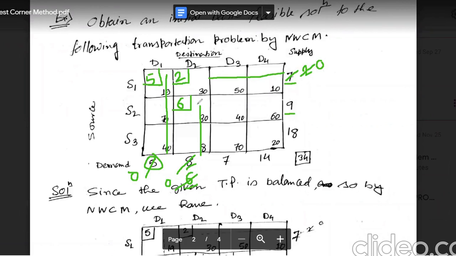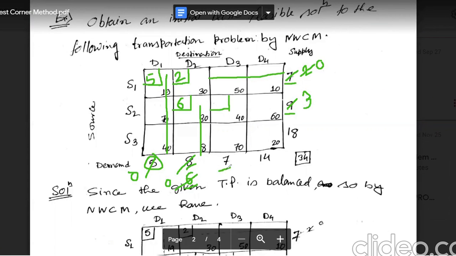Next. So how much is left here? Since from 9 units, 6 units have already been supplied. So how much is left? 3 units left. Now next, you move to where? Move to the next cell. You need to move here. Next cell. Now this is the destination D3.